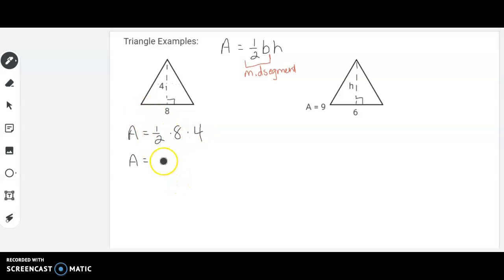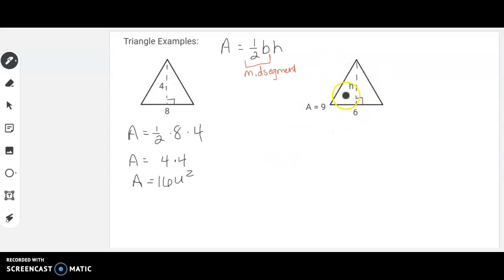So I'm going to do half of 8, which is 4. 4 times 4 is 16. So my area is going to be 16 units squared. Okay, I could multiply 8 times 4 first. I get 32. 32 divided by 2 is 16. I could do half of 4. That gives me 2, and 8 times 2 is 16. So that commutative and associative property come in handy here.